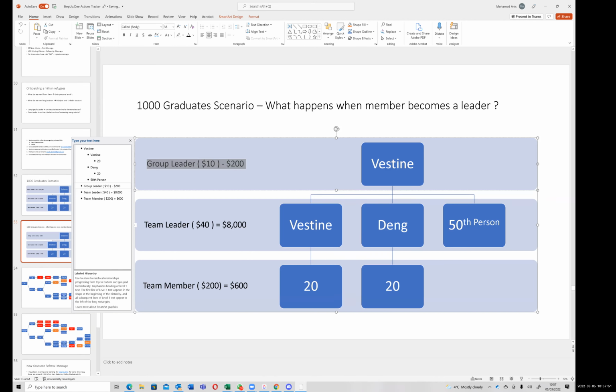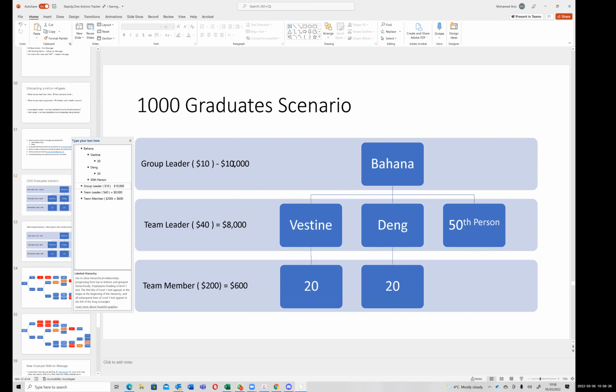So Westin will never try to become a group leader. She was making, is it correct, 40 into 20? That's not 8,000. No, 40 into 20 is 400. No, this is only 800. Oh, okay. Sorry, I think I made a mistake. So 10 into 1,000 is 10,000, and 40 into 20 is only 800, not 8,000.